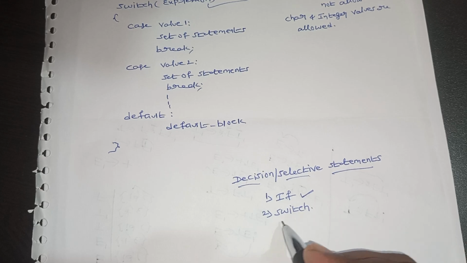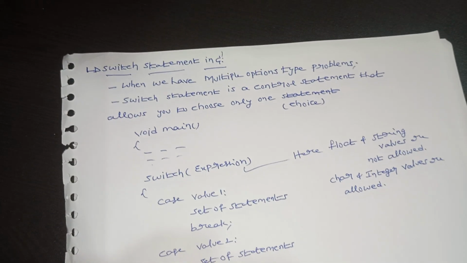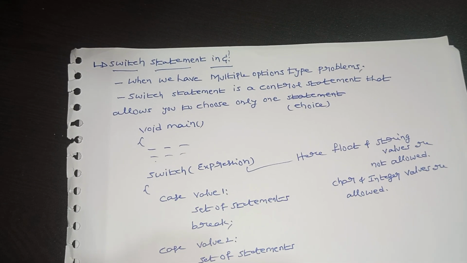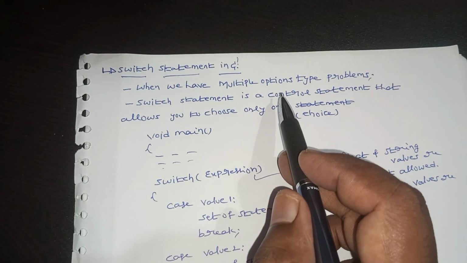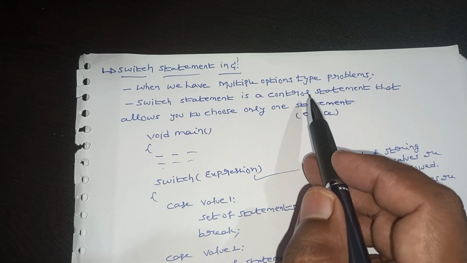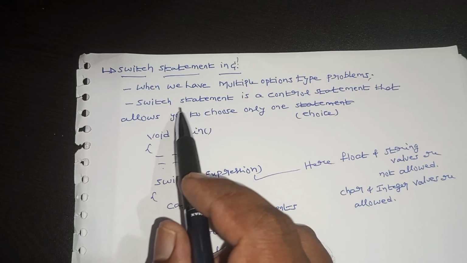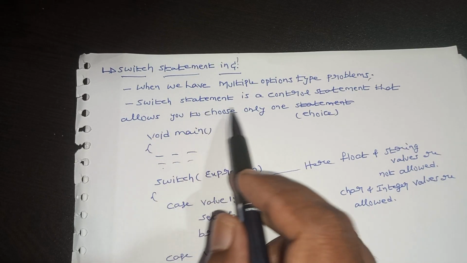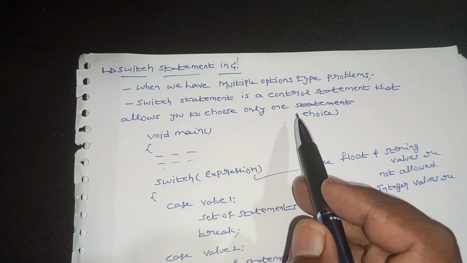The second one is the switch statement. What is the meaning of switch? First we'll take the theory, then we will go for the practicals. Switch statements are used when we have multiple options type problems. When we have multiple options, that is one point. The second point is that a switch statement is a control statement that allows you to choose only one choice.